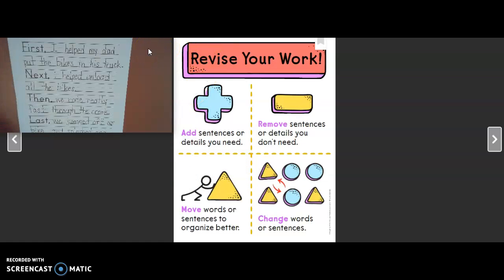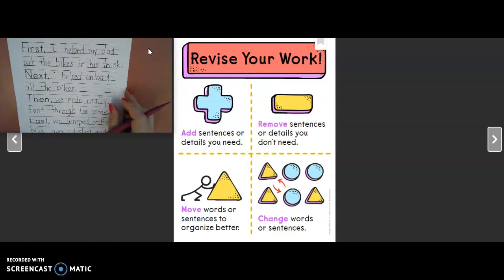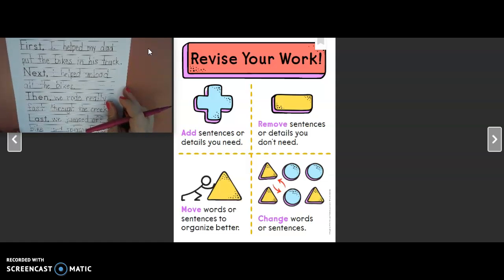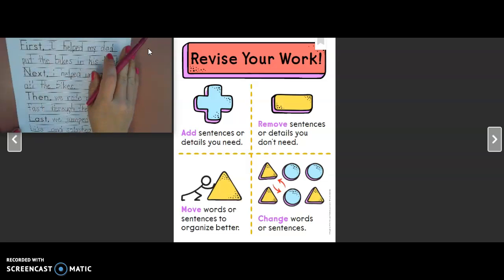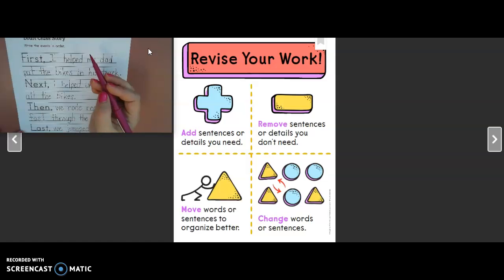So looking at my story, is there anything I could add, a detail that I might add to my story to make it more interesting to the readers? I'm going to read it again. First, I helped my dad put the bikes in his truck. Okay, you know what? It wasn't just me. It was my brothers. It was me and my brothers. What if I did this? I'm going to include my brothers in my story. That's a detail that I can add.